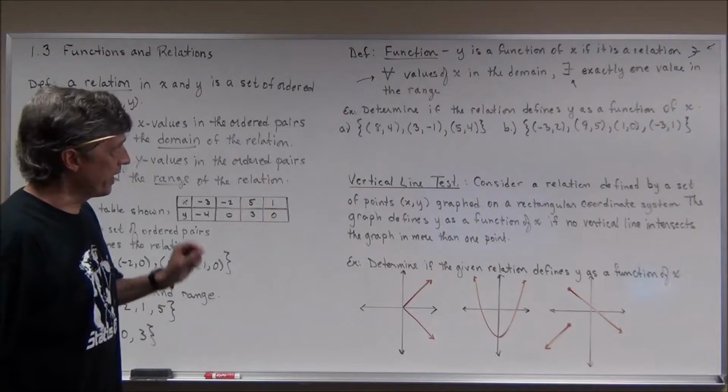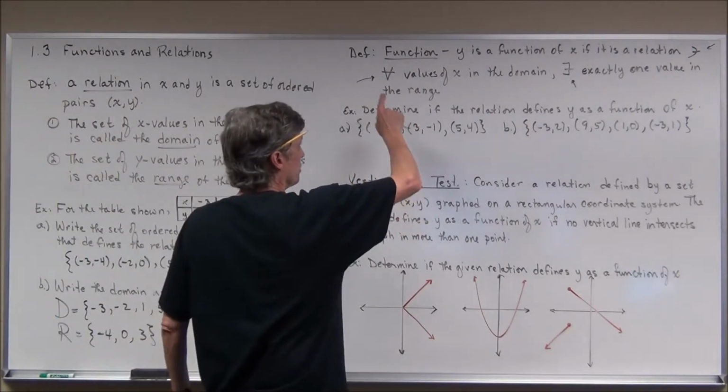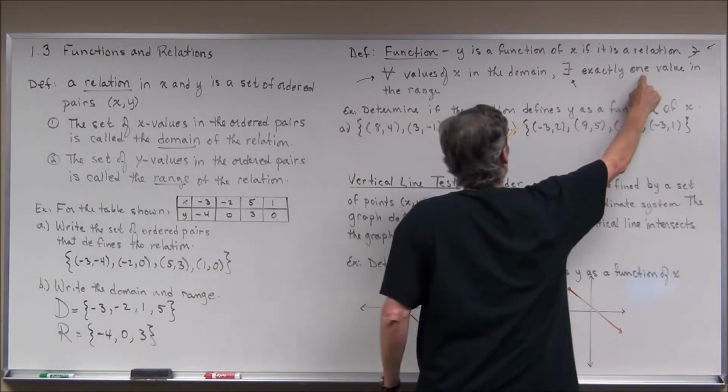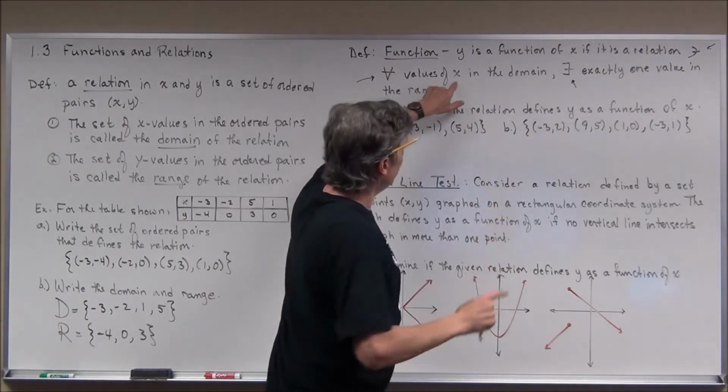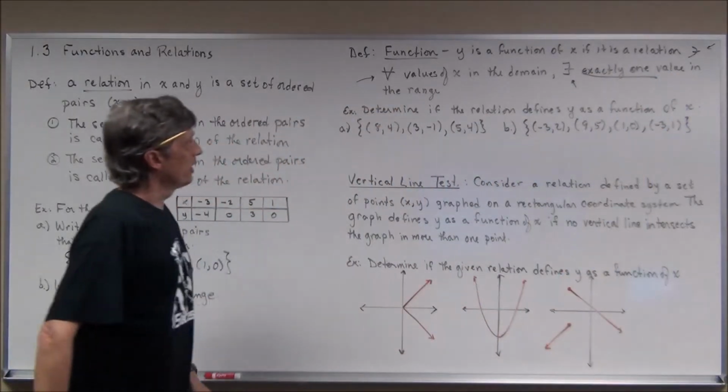Okay? So what we have here, the restriction is, don't get caught up on the weird notation. The restriction is here, for every value in the x, there's exactly one value in the range.